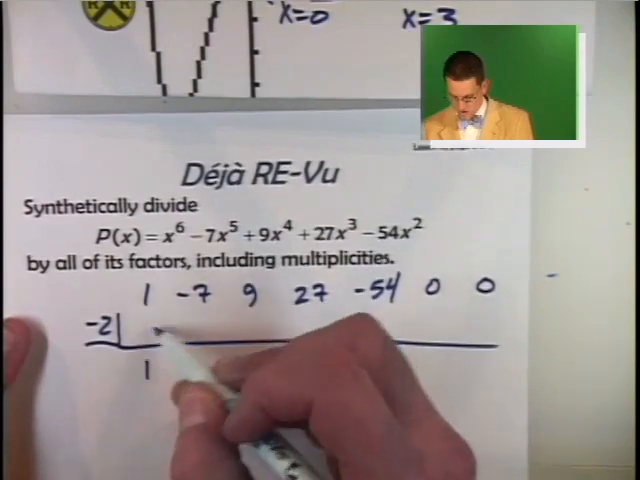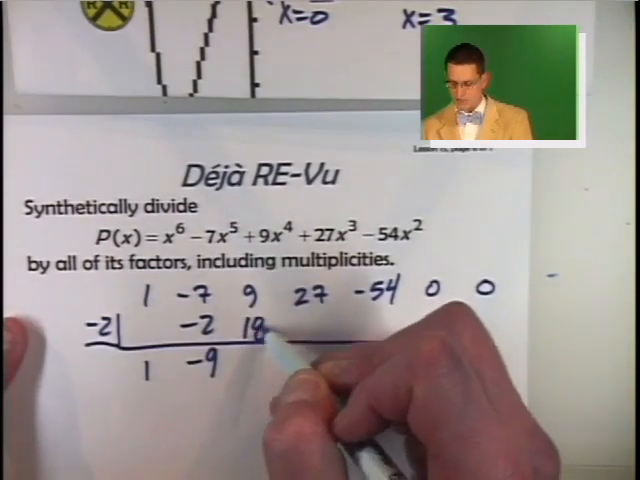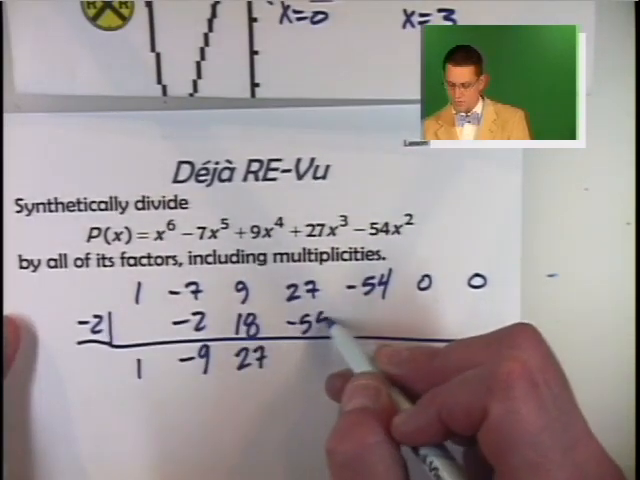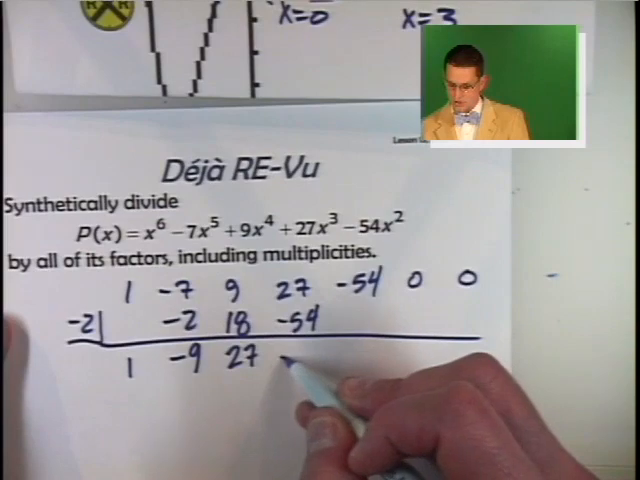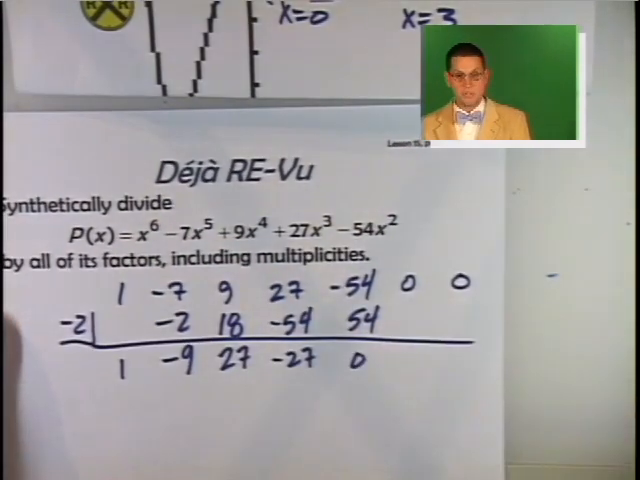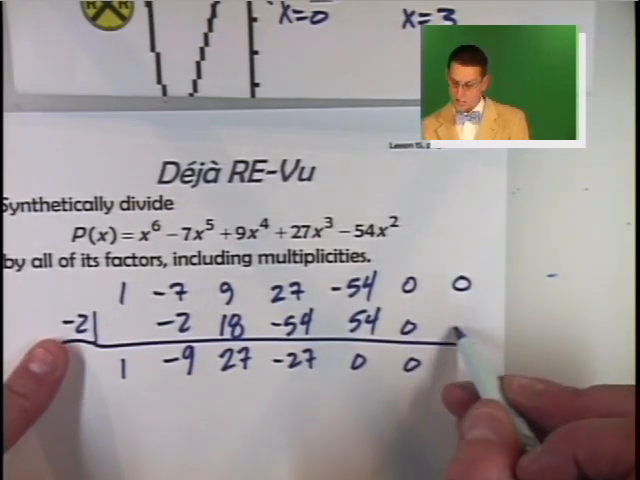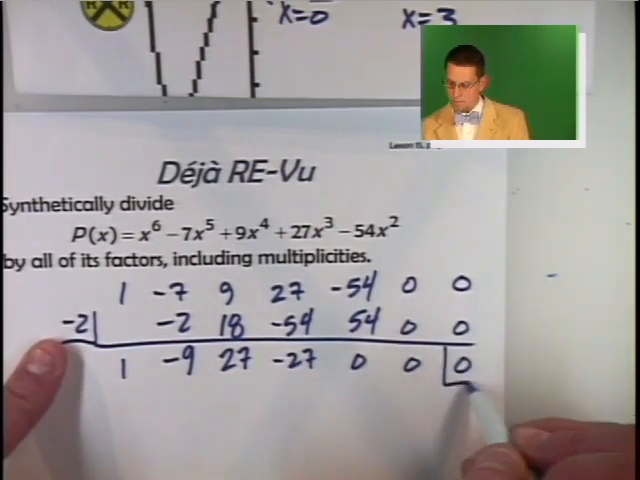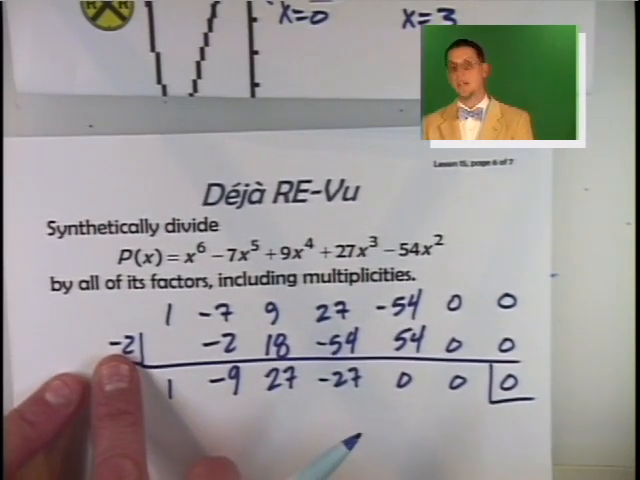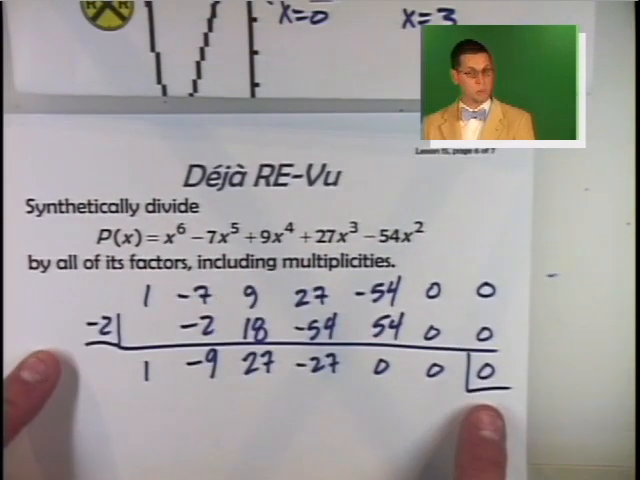We bring down the 1, and we multiply. Negative 2, add negative 9. Get positive 18. Plus 9 is 27. Multiply, negative 54. If you add, you get negative 27. And now if you multiply, you get positive 54, which gives you 0. You multiply, you get 0. Add, you get 0. Multiply, you get 0. Add, you get 0. Now box off that last one. We got a 0. So that means that negative 2 is in fact a root, and x plus 2 is a factor. We already knew that, so we're confirming it.